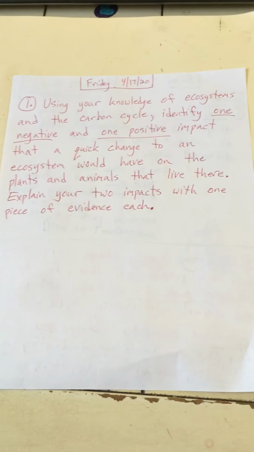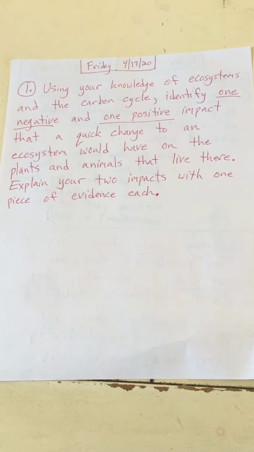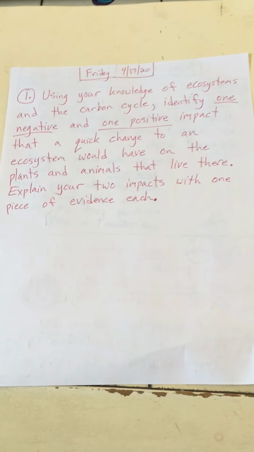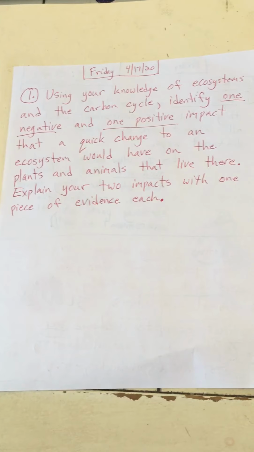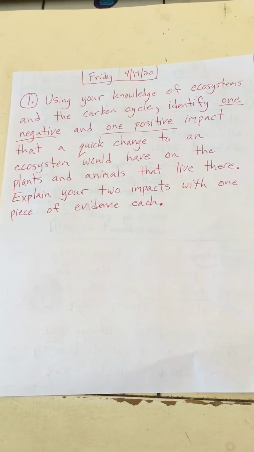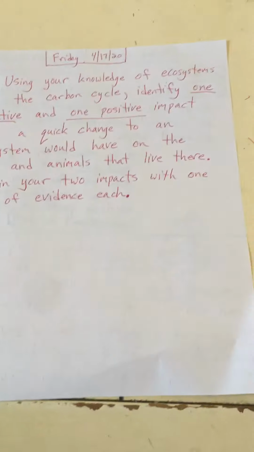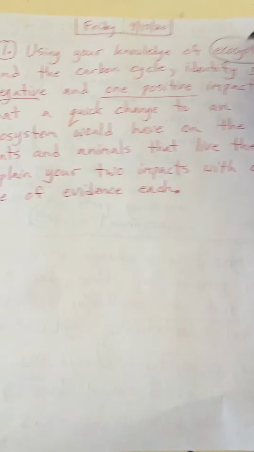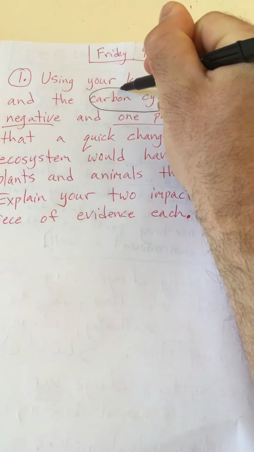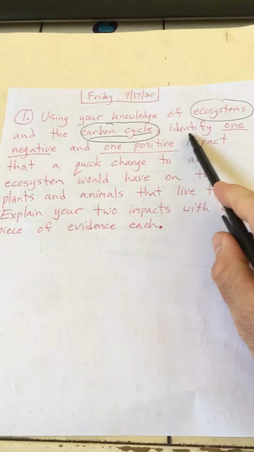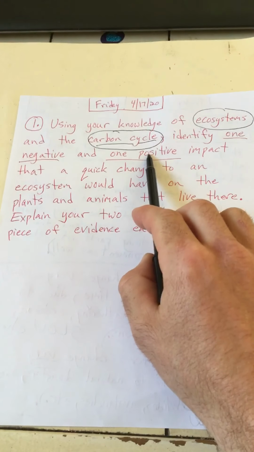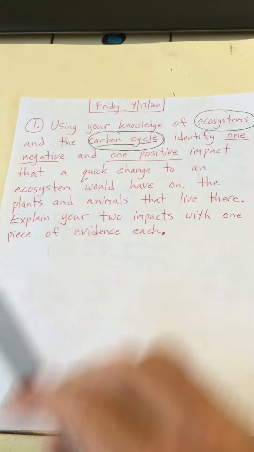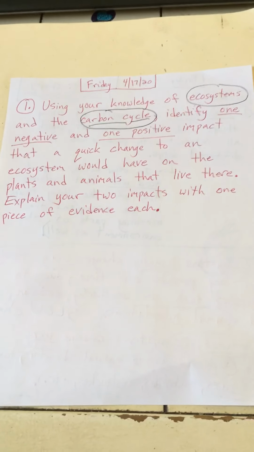Okay, here's a question I want you to think of today. It says, using your knowledge of ecosystems and the carbon cycle, identify one negative and one positive impact that a quick change to an ecosystem would have on the plants and animals that live there. Explain your two impacts with one piece of evidence each. Okay, so this is a little bit of a hint. Use your knowledge of ecosystems and the carbon cycle. I want you to identify one negative, that should be easy, and one positive impact, that is going to be a little harder, that a quick change to an ecosystem would have on the plants and animals that live there.